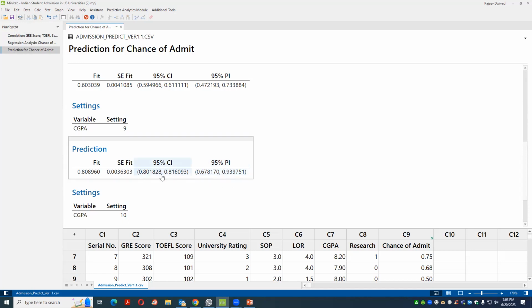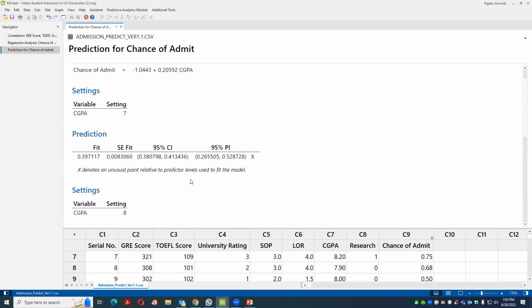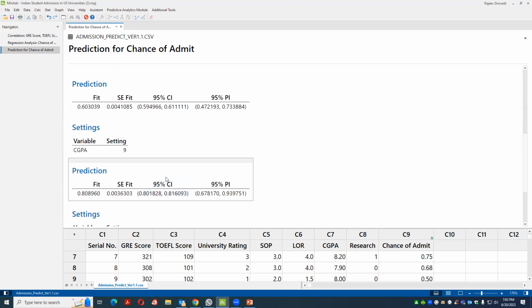And this is the confidence interval based on the population. So this is the chance of admission based on 9 GPA. This is the confidence interval. This is the prediction interval. These are the two different intervals. The prediction interval is based on a model's prediction, while basically this one is based on the sample and this is based on prediction.